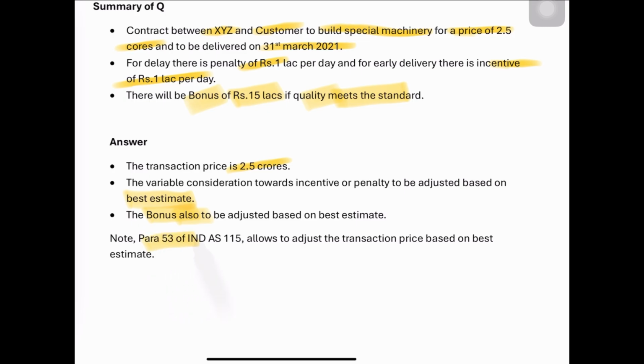Para 53 of Ind AS 115 allows adjusting the transaction price based on the best estimate, but the estimate should be reasonable. It should be backed up with some kind of past practice or some analysis or some technical experts. So a mere estimate may not be sufficient. It should be a best estimate backed up with a technical basis, we would say.